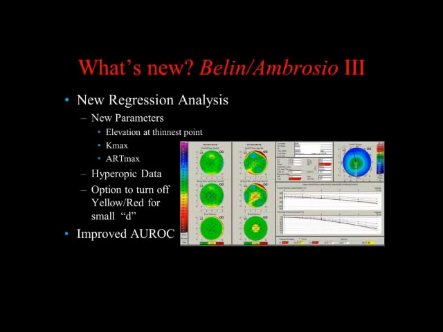and we added what's called the Ambrosia relational thickness. That is the thinnest point of the cornea divided by the progression index. It's a combined parameter. The other thing we added was a separate hyperopic database.